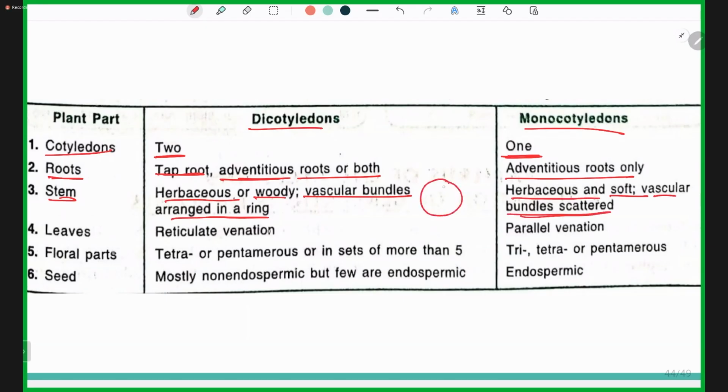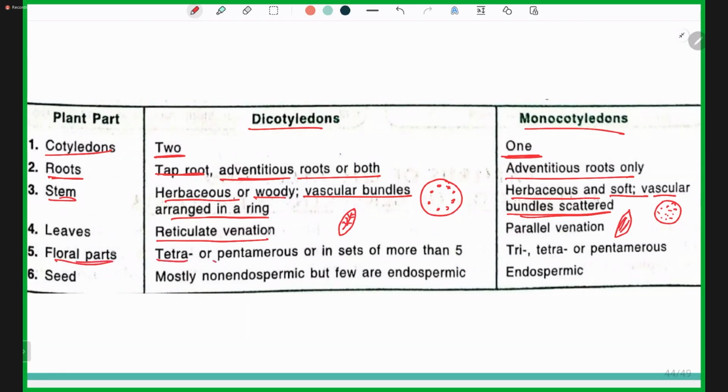By arrangement in a ring, the vessels are arranged something like this. But when they say the arrangement is scattered, it means the vascular bundles are scattered throughout the stem. The reticulate venation is present in dicots; reticulate venation looks like this, the normal venation which we see. But the parallel venation looks like this.